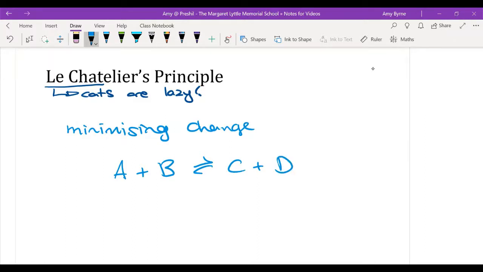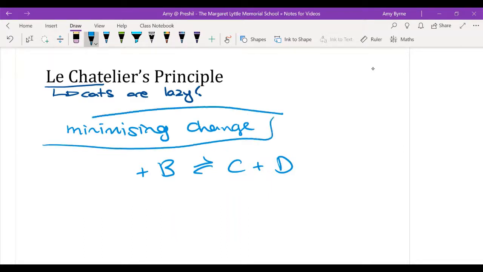So whenever I change my equilibrium, whenever I make a change, so let's say I react away all of my A, I take out my A, my equilibrium will shift in order to replace it. It is all about minimizing change.